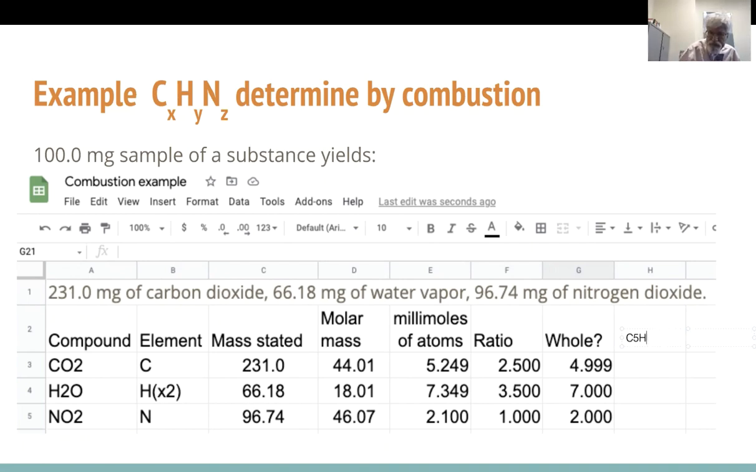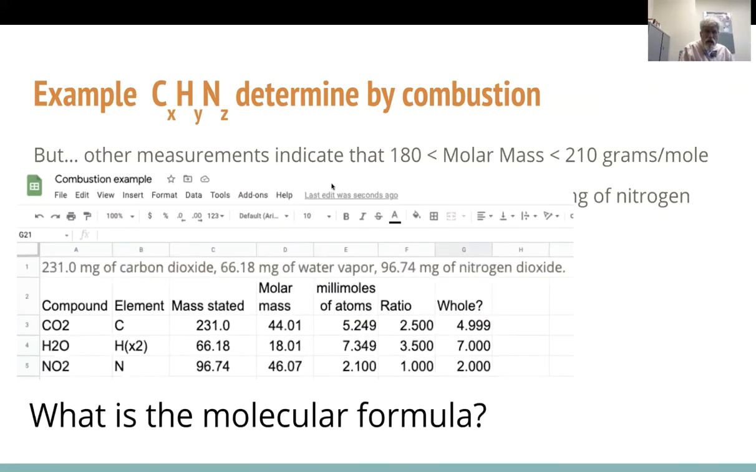Okay. Now, the twist on this problem. Through separate measurements, we find that our C5H7N2 weighs something in the range of 180 to 210. When you work out C5H7N2, you will not get a molar mass between these two numbers.